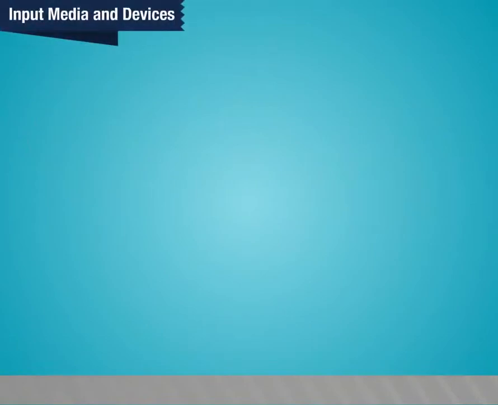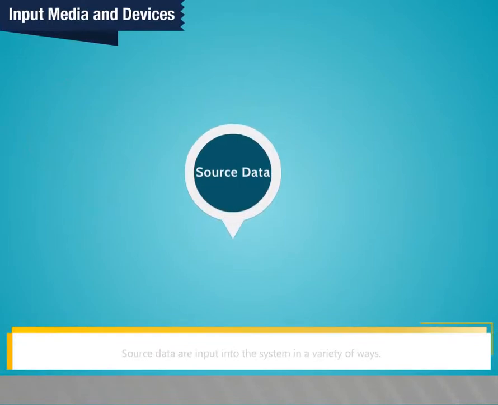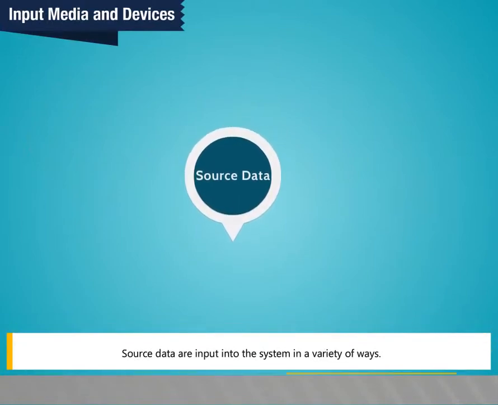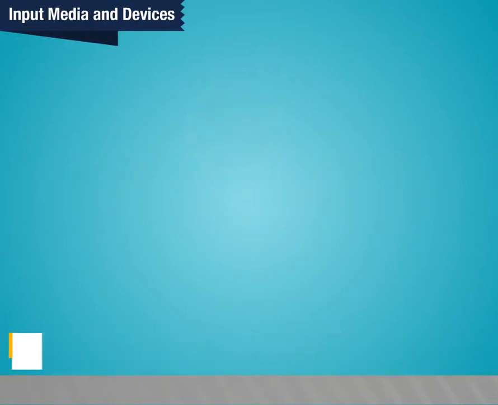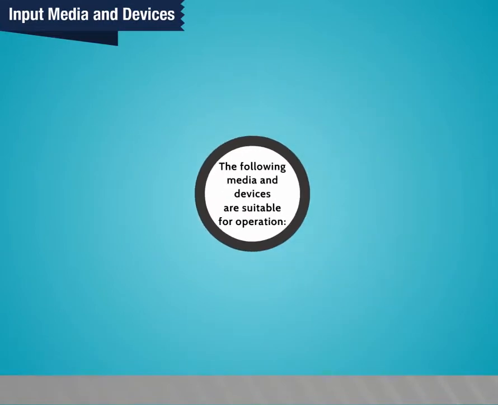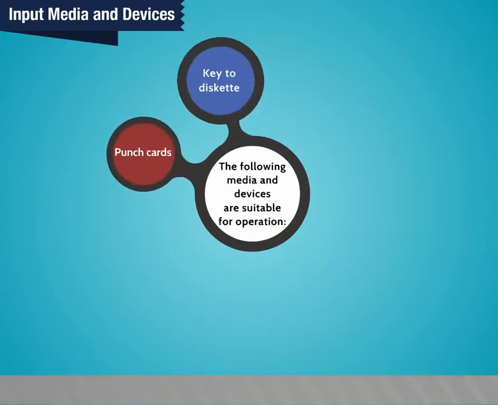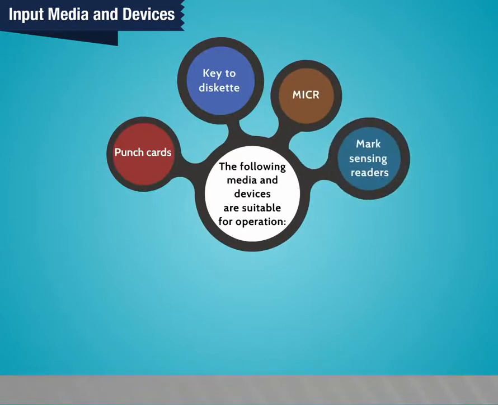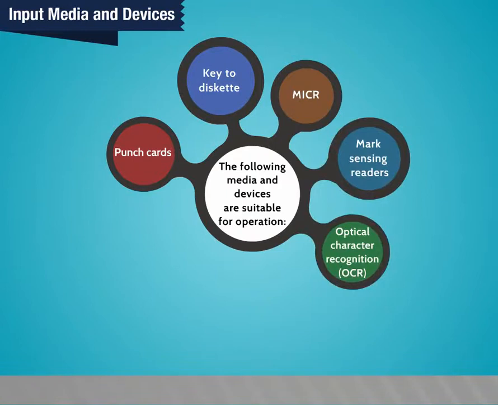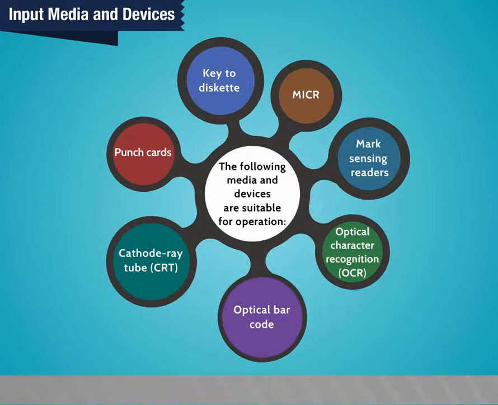Input media and devices. Source data are input into the system in a variety of ways. The following media and devices are suitable for operation: punch cards, key to diskette, MICR, mark sensing readers, optical character recognition OCR, optical barcode, cathode ray tube CRT.